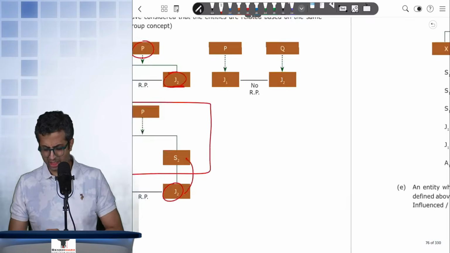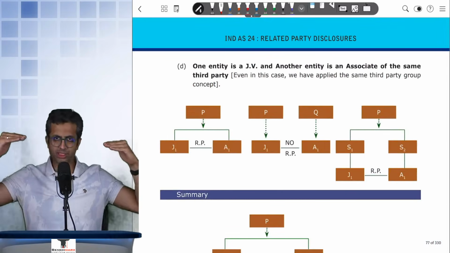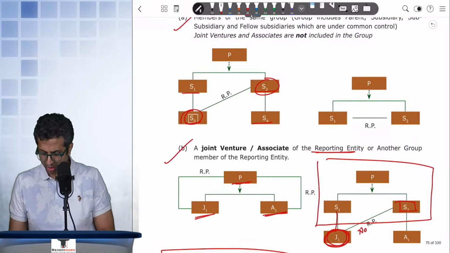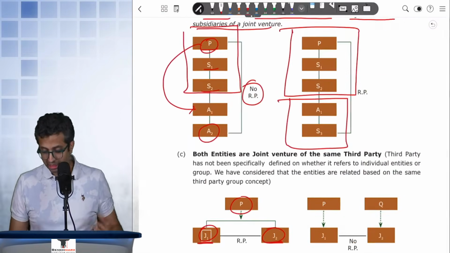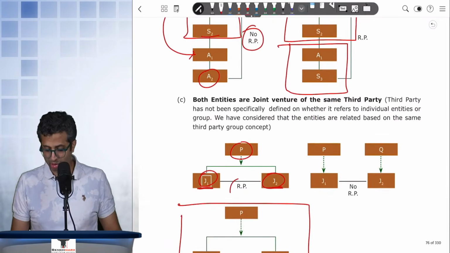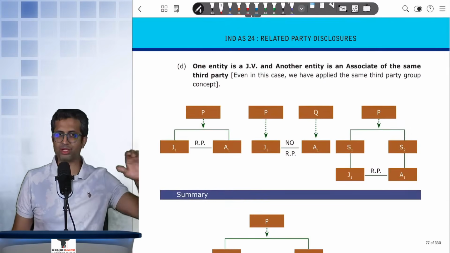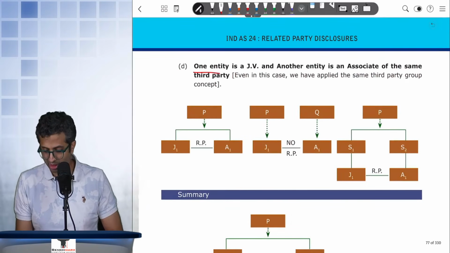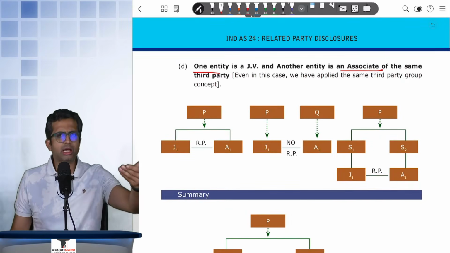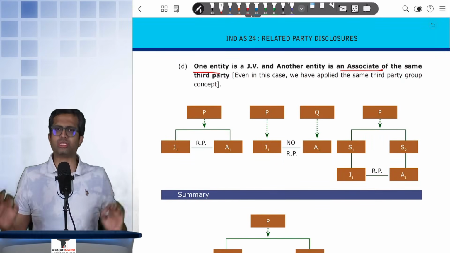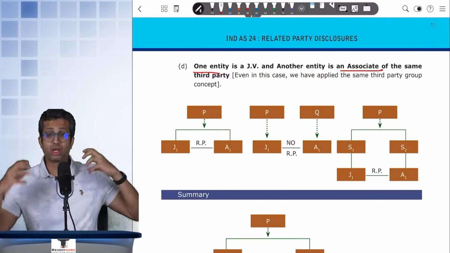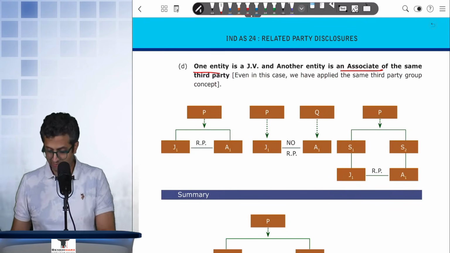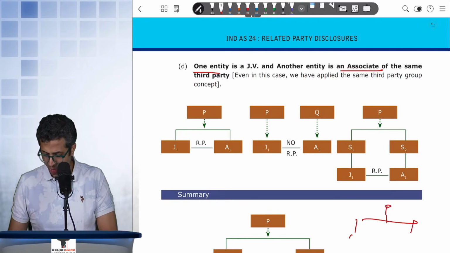Now, from what we have studied, we have said that co-subsidiaries are related. Like you look over here, S1 and S2 are related. These are fellow subsidiaries. In a similar way, co-joint ventures are also related. However, what if at one place I have a joint venture and in the other place I have an associate? They are still related. So if one entity is a joint venture and another entity is an associate of the same third party, then even they are related. So what is the only thing which is not related? Well, if there are two co-associates, remember that if there is an investor P, below that you have A1, below that you have A2. Now between A1 and A2, there is no related party relationship.